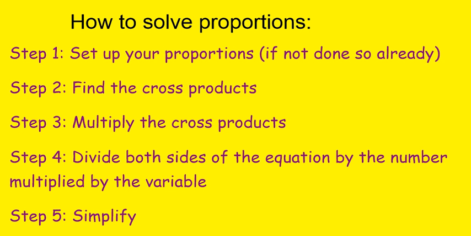Step 2, find the cross products. Remember, the cross products are diagonal from each other and they're equal. We're going to multiply the cross products. Then we're going to divide both sides of the equation by the number being multiplied by the variable. And our last step is we're going to simplify. I'm going to show you two examples of this so that when we move on to real world examples, it'll be a little easier for you.